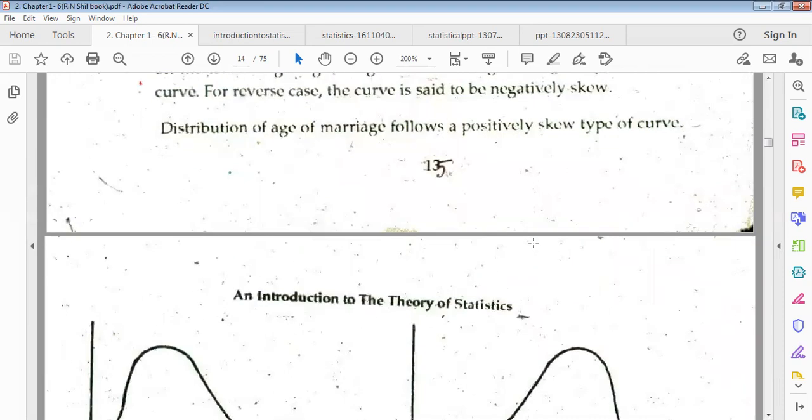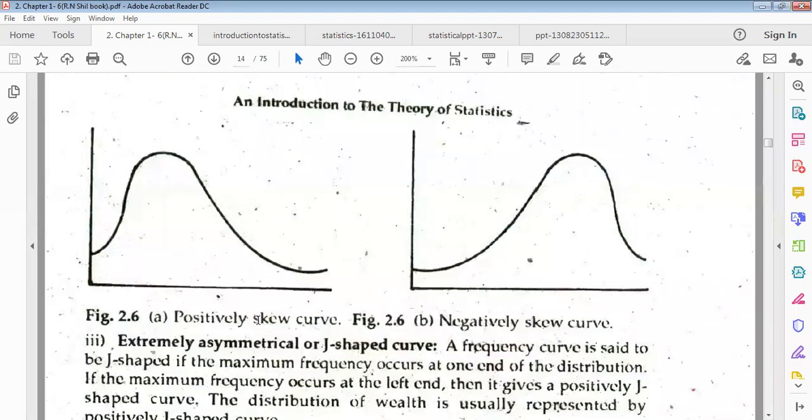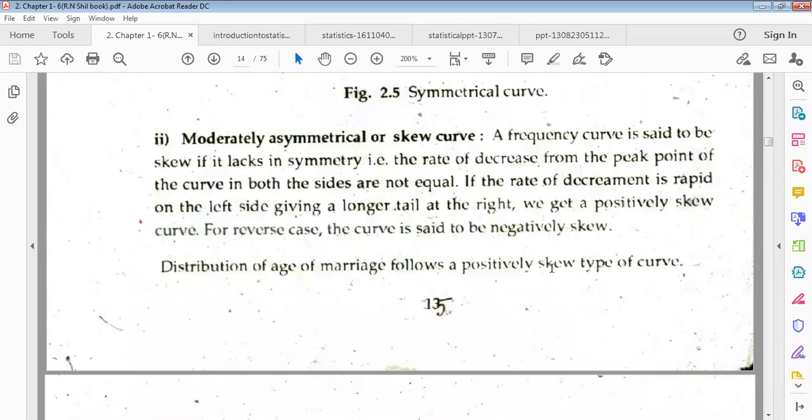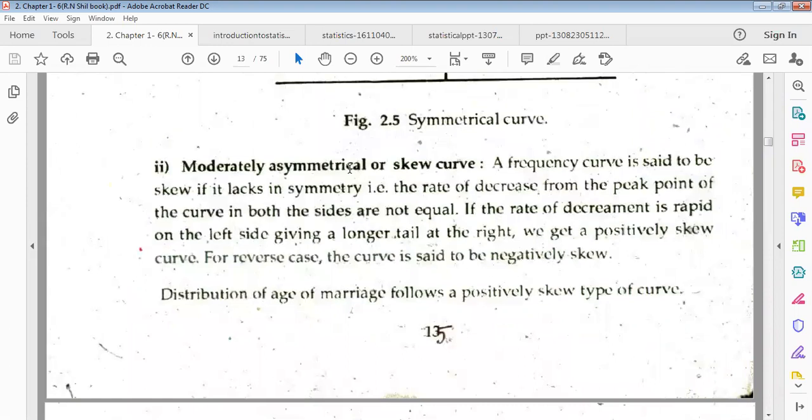Moderately symmetric. Suppose this is on the left-hand side. This is peaked on the left. This is why it is positively skewed, and peaked on the right, okay, negatively skewed curve. So moderately symmetrical or skew curves are of two types. One is positively skewed, and another one is negatively skewed.